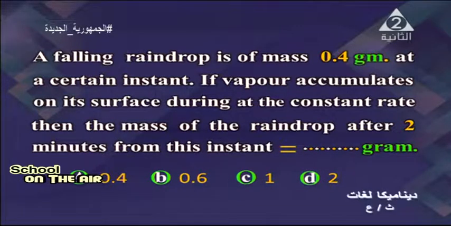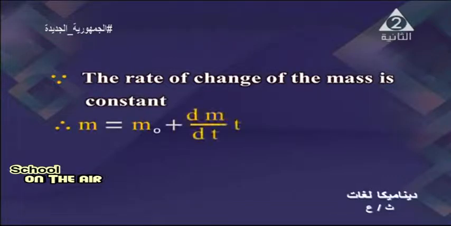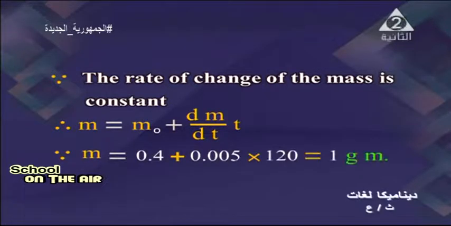Now we know that the rate of change of the mass is constant. Then the mass equals m naught plus dm/dt times t. The mass m equals 0.4 plus 0.005 multiplied by 120. 0.4 is the initial mass, the mass of the raindrop at a certain instant.